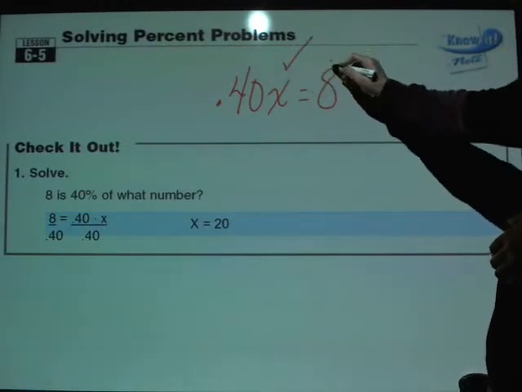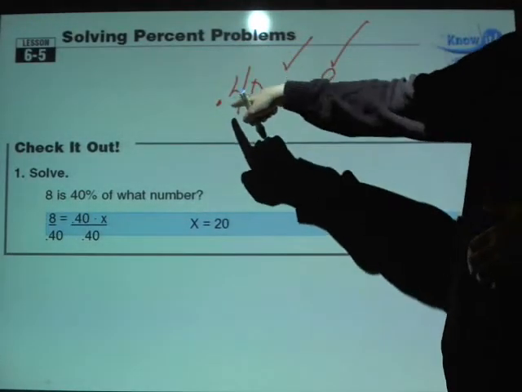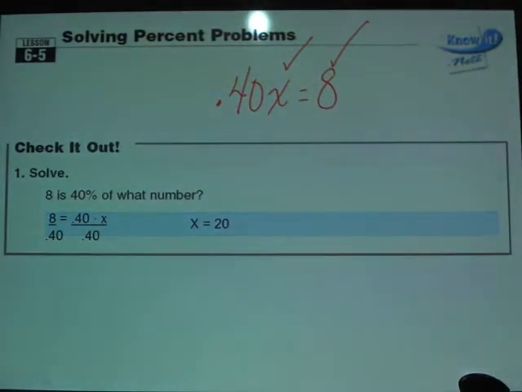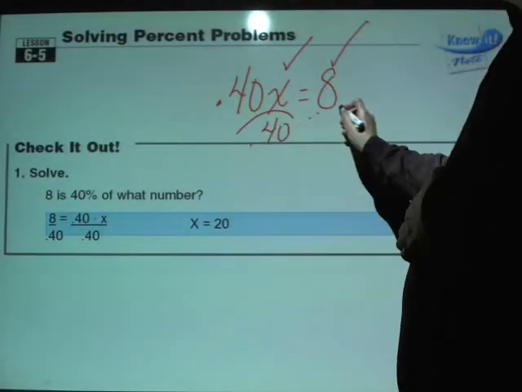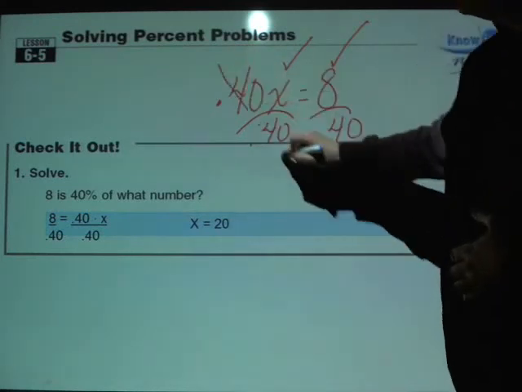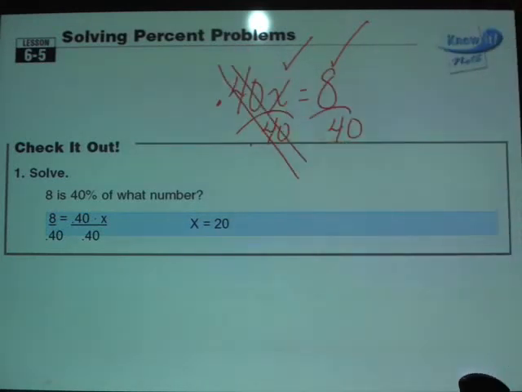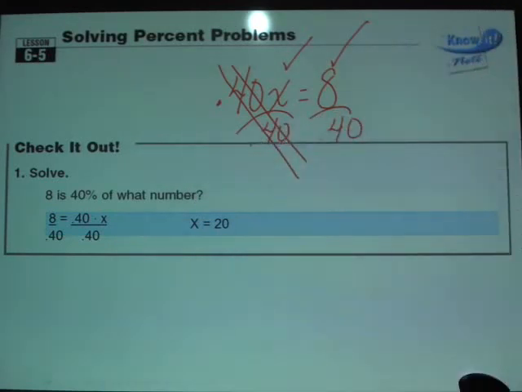Solve it. Keep the variable on the left, keep the number on the right. 0.40 is our troublemaker, so we're going to move 0.40. How am I going to do that? I'm going to do the opposite. The opposite is to divide here. So I'm going to do 8 divided by 0.40. And when I do that, I find out that x is 20. So 8 is 40% of 20.